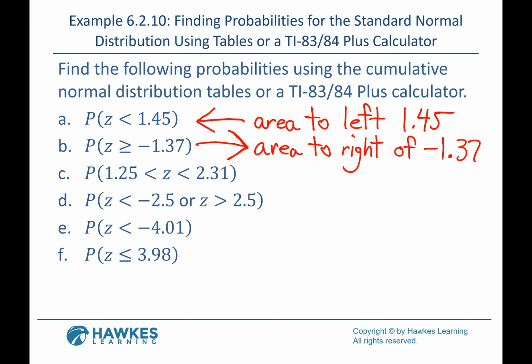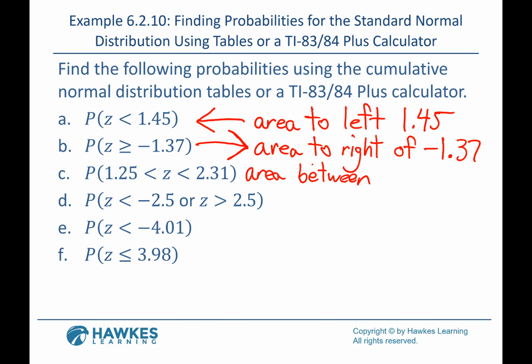C is a little weirder, but if you can read it, then you can figure out which type of area we want. This says what's the probability that z is between 1.25 and 2.31? On that one, we just want the area between those two z values. Between.